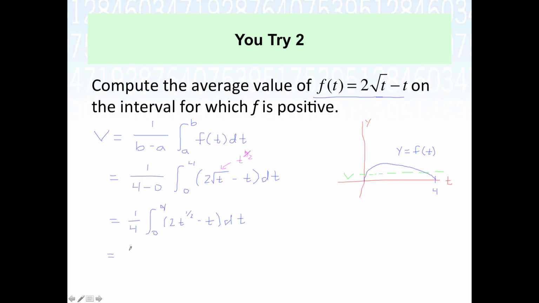Okay, we can use power rule on this, not too bad. So we'd have 2, and then this goes up to a 3/2, divide by 3/2, or multiply by 2/3 if you prefer, and then same deal with this guy. T to the first goes up to 2, divide by that new exponent, and then we're evaluating this from 0 to 4. So if we plug in 4, we plug in 0, I think we ought to get 2/3 as our answer. So that would say at a height of about 2/3, that would be the average output of this function on the interval from 0 to 4.